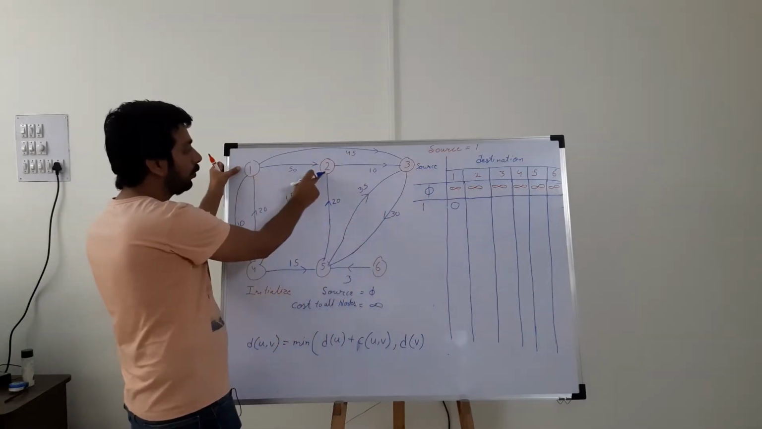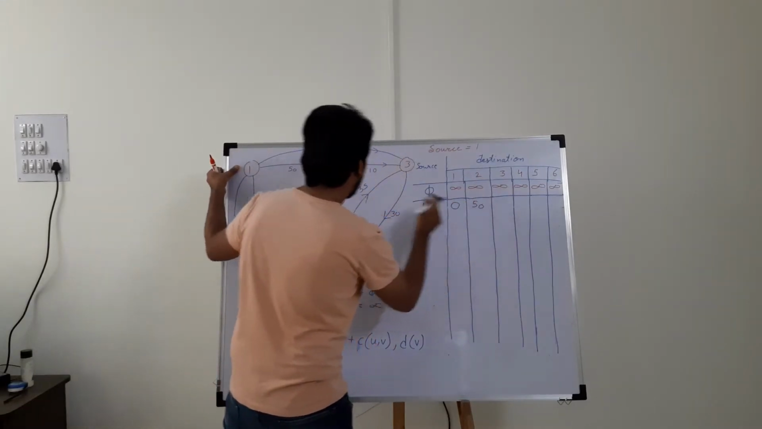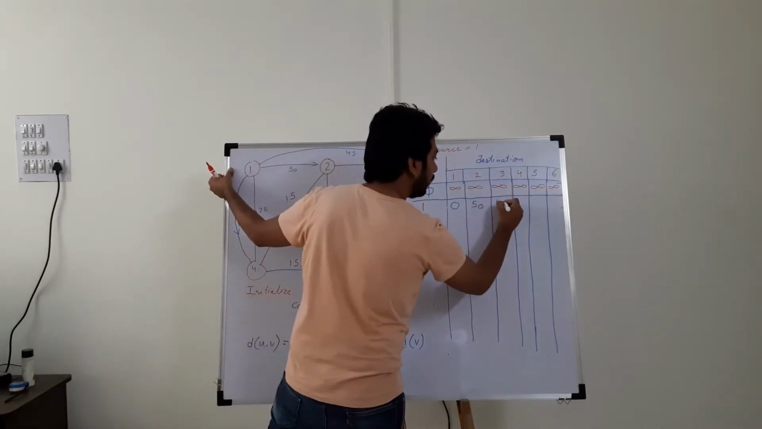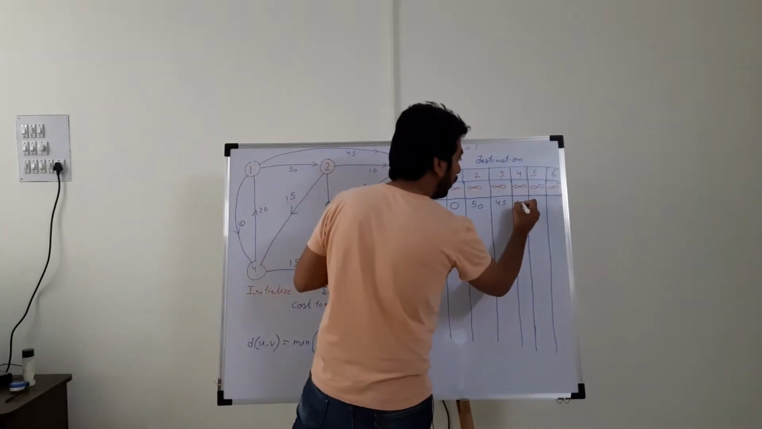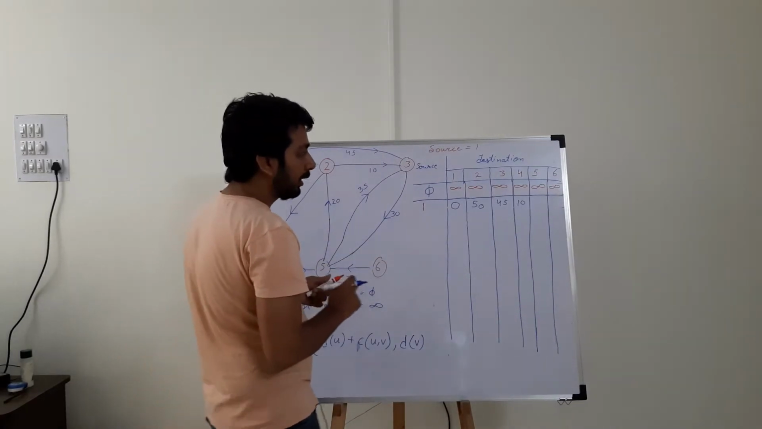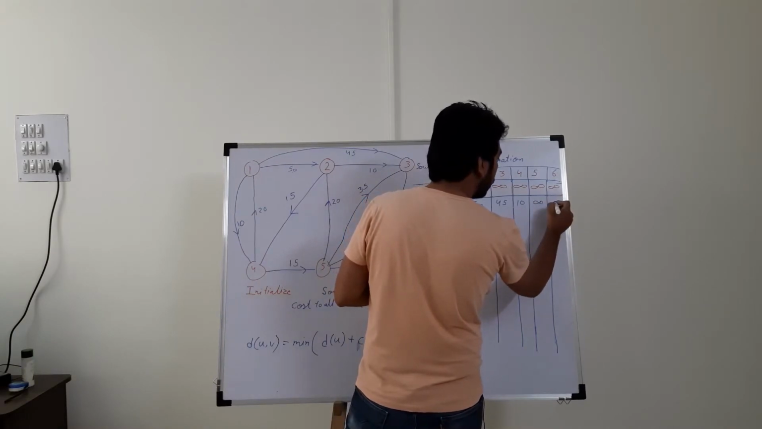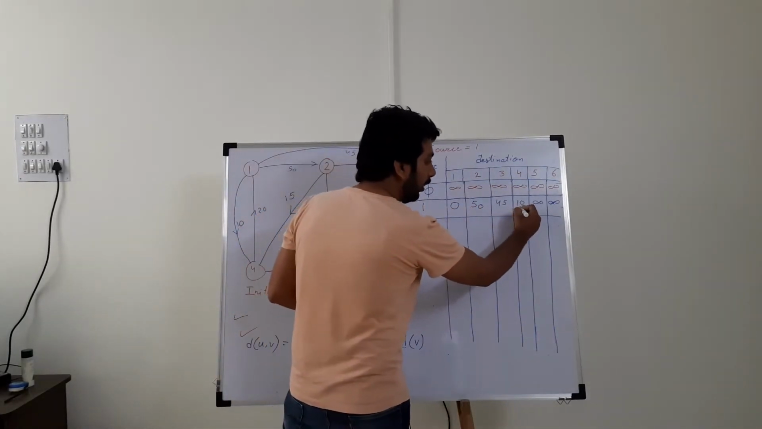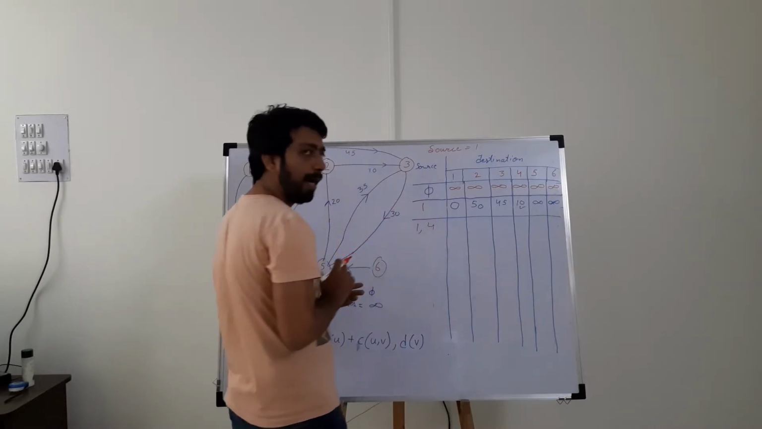Now from 1 to 2 there is a directed edge, the cost is 50. 1 is also directly connected with 3, cost is 45. And 1 is also connected with 4, cost is 10. Now 1 is not connected with 5 or 6, so that's why their cost is infinite. Now here we can see 4 has the minimum cost destination. That means we should add 4 in our path.